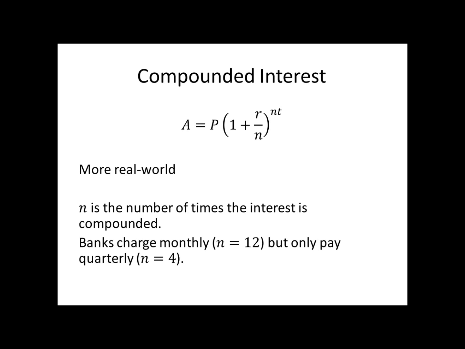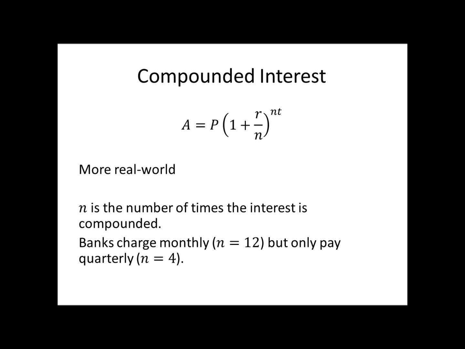Now, looking at the equation, A equals P times this quantity 1 plus R divided by N, to the NT power. P is still principal. It's the amount that we're investing. It's the amount that we're borrowing, whatever. R is still rate. N is the number of times the interest is compounded.